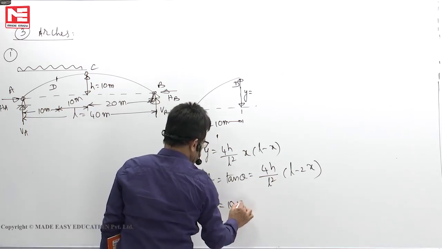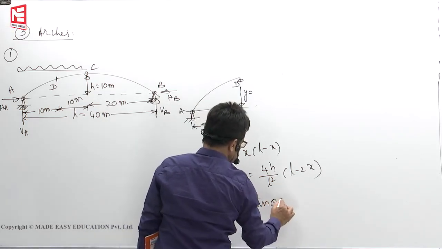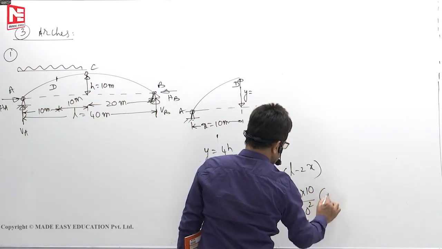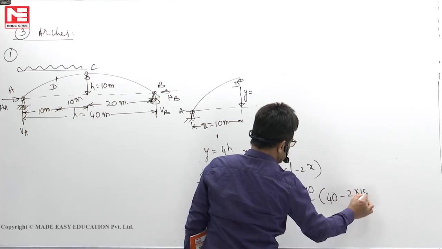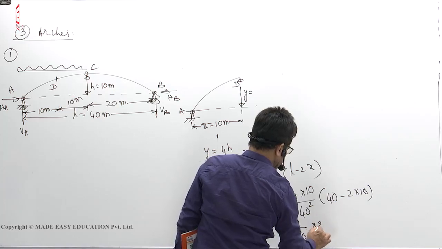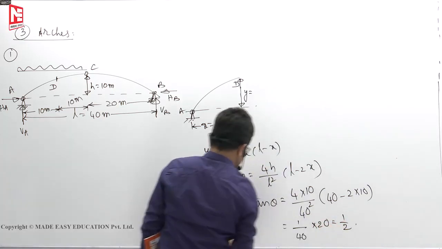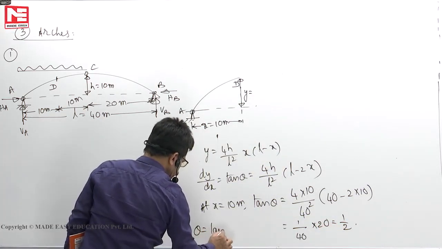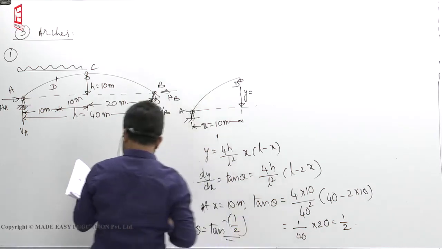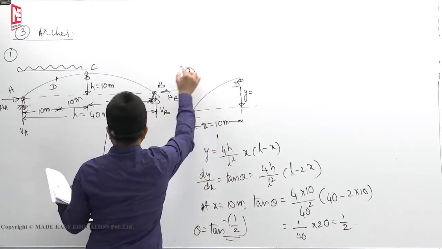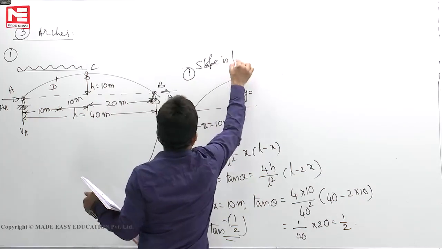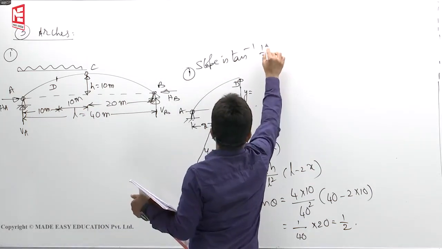at x is equal to 10 meters, tan theta is equal to 4h is 10 meters by 40 square into (40 minus 2 into 10). So 1 by 40 into 20. That means tan theta, theta is equal to tan inverse 1 by 2. Slope is tan inverse 1 by 2. So first statement, slope is tan inverse 1 by 2.